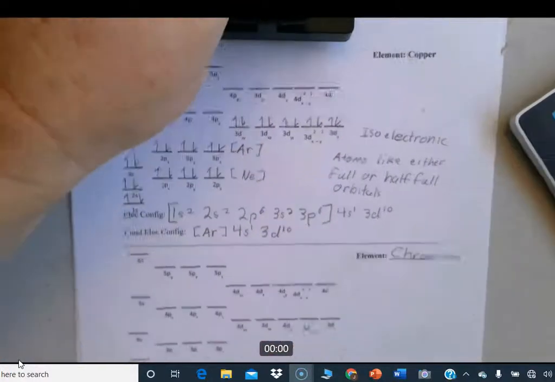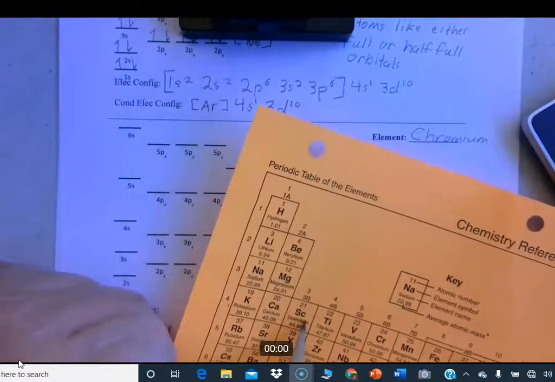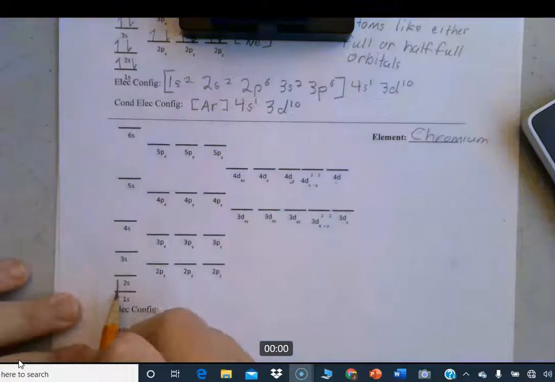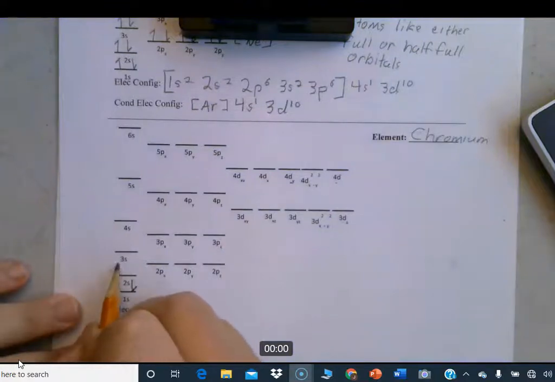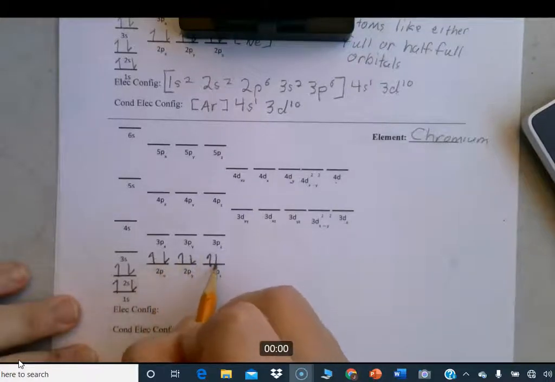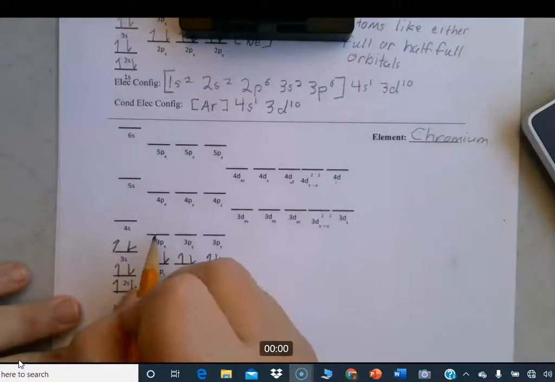Next, let's do chromium. All right, here it is. It's also in the 3d orbital, and it's 1, 2, 3, 4 over. So let's go ahead and start filling these in. You can do this quickly now. Again, I'd like you to still do it in the proper order, just for good habits. 3s. Whoops. There you go. 3p.